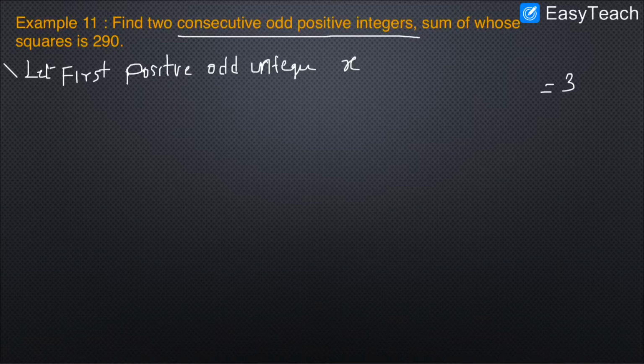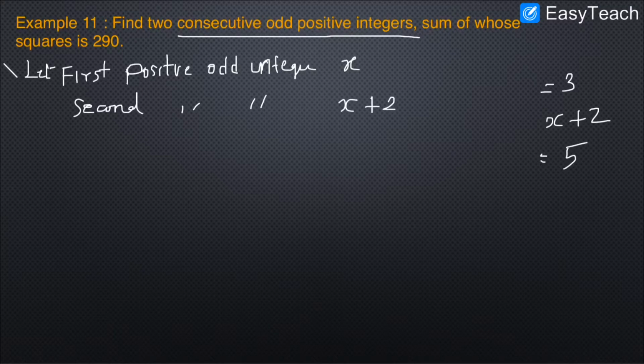To find the next positive odd integer, you have to add x plus 2, so you will get 5. So let's consider the second positive odd integer to be x plus 2, not x plus 1. If it is x plus 1, we will get 4, and 4 is not an odd number. 4 is a consecutive number but not an odd number. So the two consecutive odd positive integers are x and x plus 2.